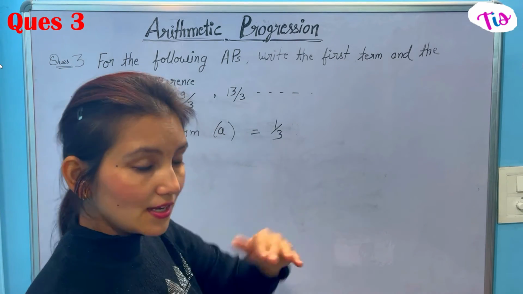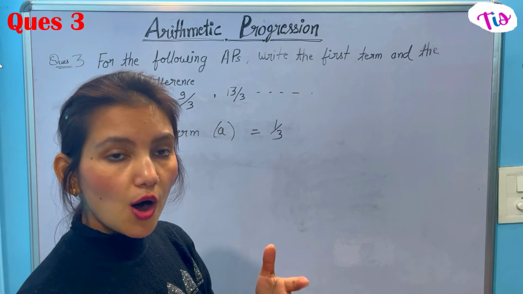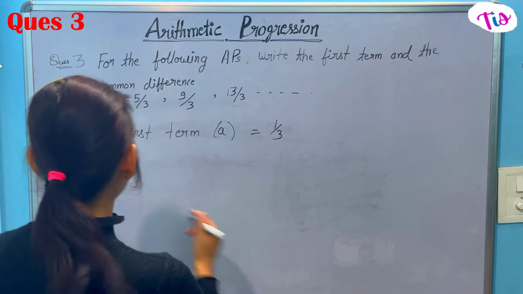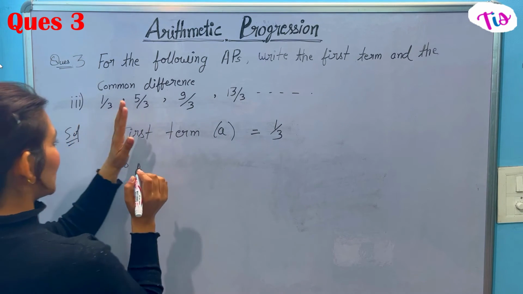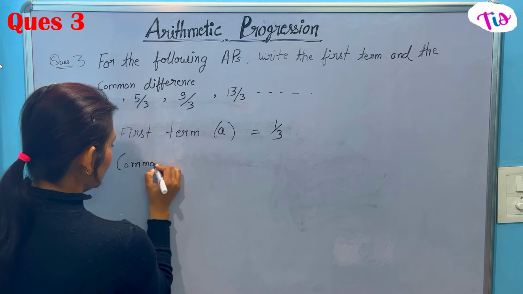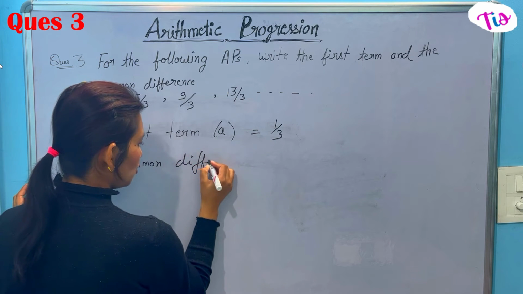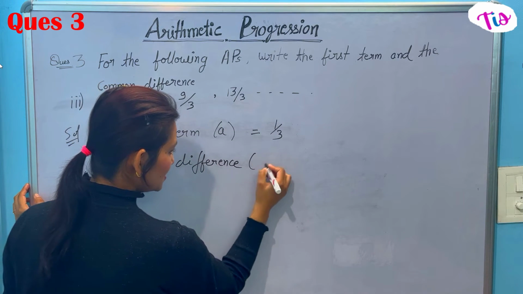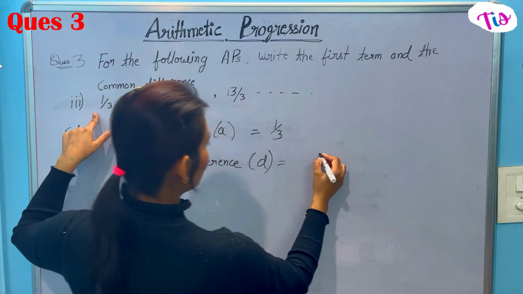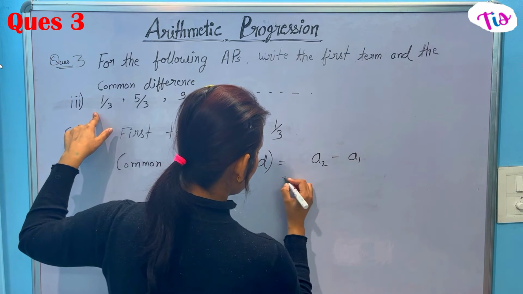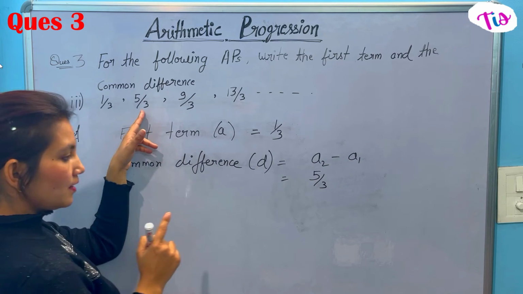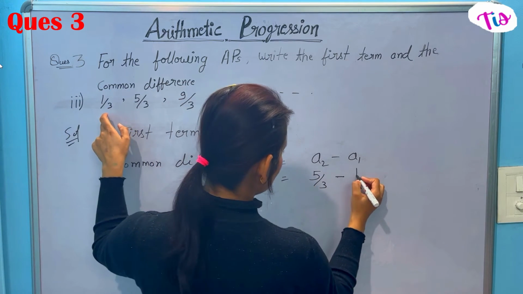So common difference, as I said, how can you find it? A2 minus A1 or A3 minus A2 or A4 minus A3. Your choice. Here I'll find it by subtracting A1 from A2. So common difference, and how do we denote common difference? By small d, right? So the common difference here is A2 minus A1. In this case, A2 is 5 upon 3. Be careful with the signs, okay? 5 upon 3 minus 1 upon 3.